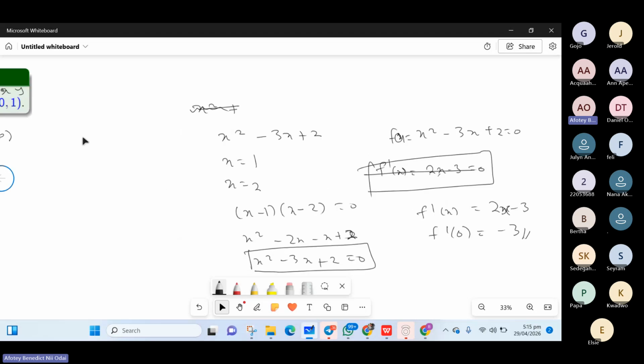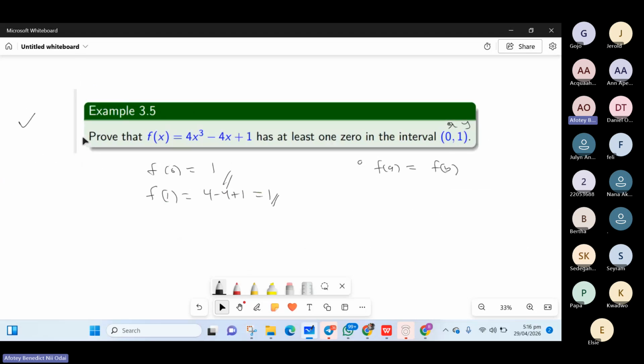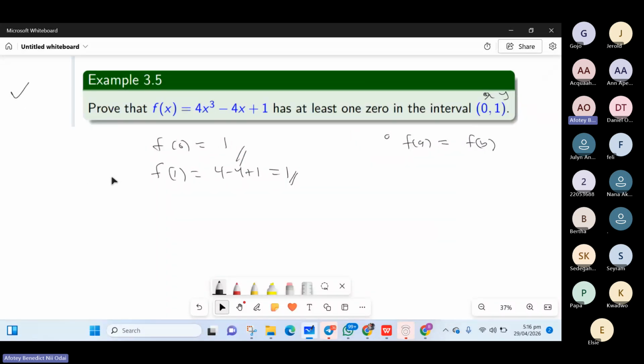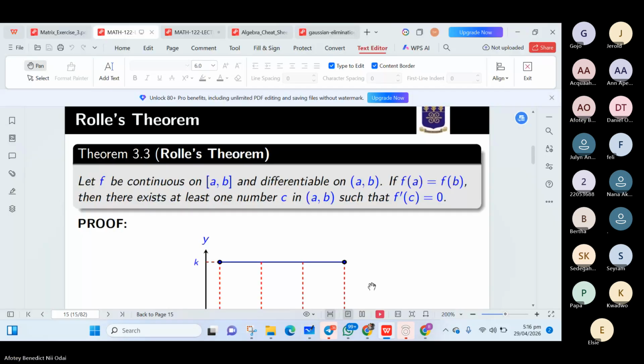Okay, I think I'll have to check this out. I'm trying to make a relation between Rolle's theorem and something, but it's not working. So let's solve this another way. We have f of a being equal to f of b. I'm trying to make a relation, but it's not working, so I'll just move on.